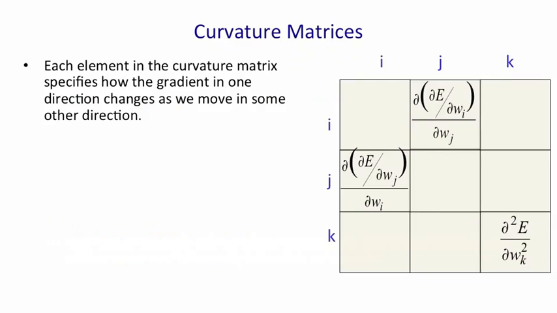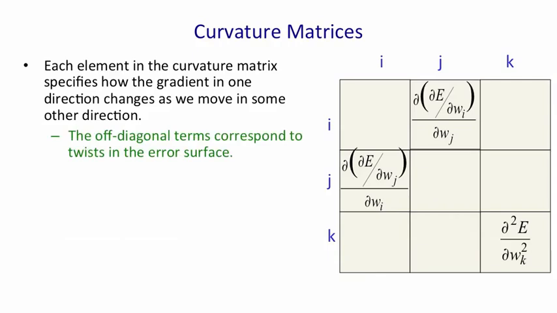So curvature matrices look like this. For each pair of weights, Wi and Wj, they tell you how the gradient in one direction changes as you change in another direction. In other words, as I change weight i, how does the gradient of the error with respect to weight j change? That's what a typical off-diagonal term tells you. The terms on the diagonal tell you how the gradient of the error changes in the direction of a weight as you change that weight.